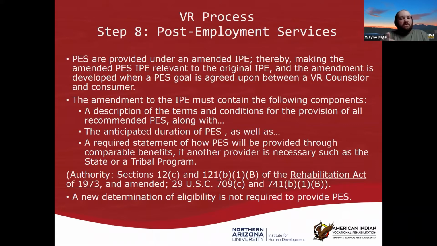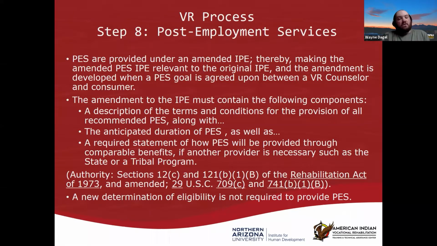You have to have a description of what's being provided, how long it's being provided, and what it's being provided for. You also have to address comparable benefits. Again, all this stuff from developing an IPE and provision of services earlier in the VR process still remains true. You can't shortcut it. You can't not provide those services. So comparable benefits are still part of it. Informed choice is still part of it.